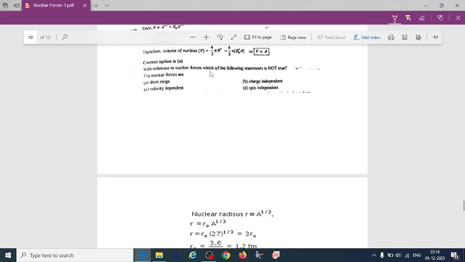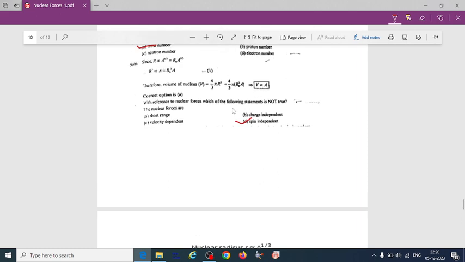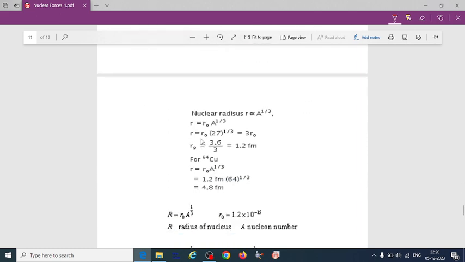Which refers to nuclear forces, which of the following statements is not true? Short range, charge independent, velocity dependent, spin independent. Obviously, spin independent is not true because nuclear forces are spin dependent. So few problems are always asked on the radius or size of the nucleus.